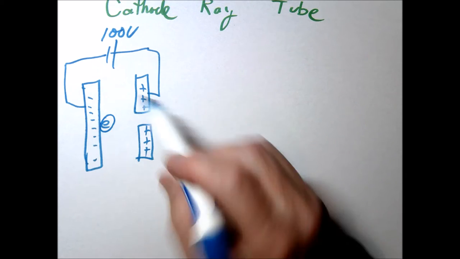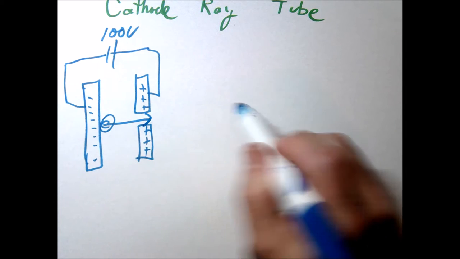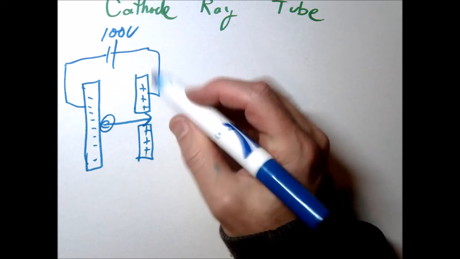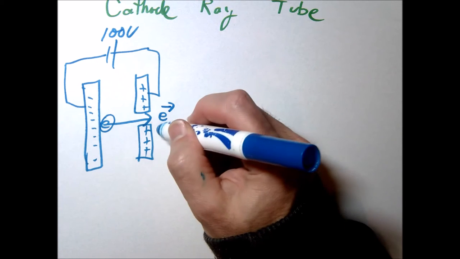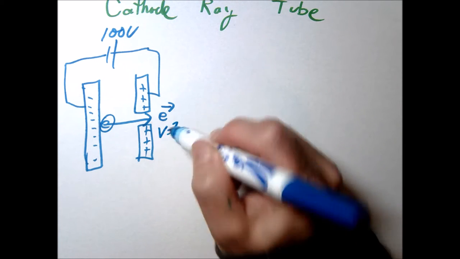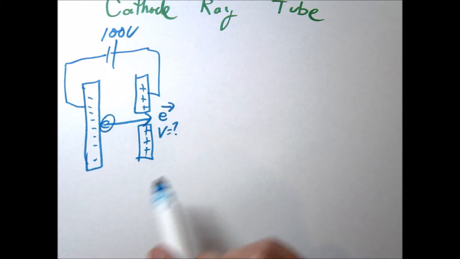Hopefully you can see that this electron's going to begin to accelerate through and speed up, and it's going to make its way through the plates here. So if you could, can you go ahead and calculate the velocity of that electron when it reaches the other side of the plate?